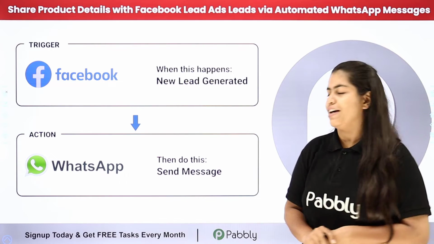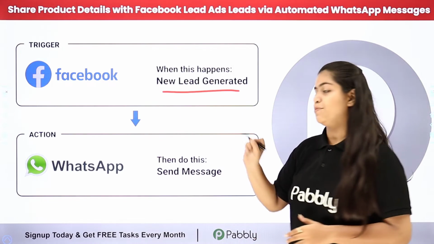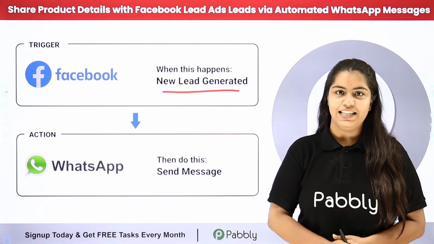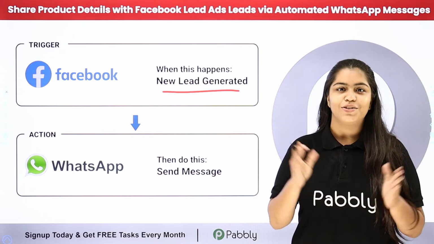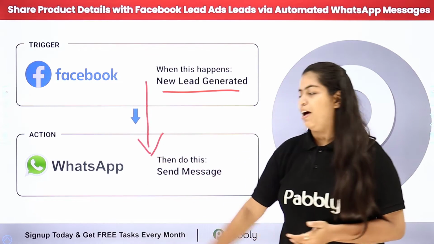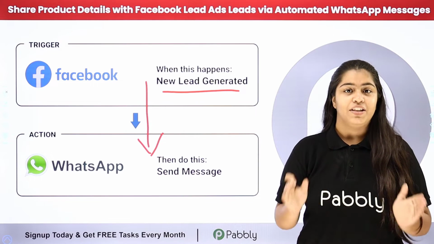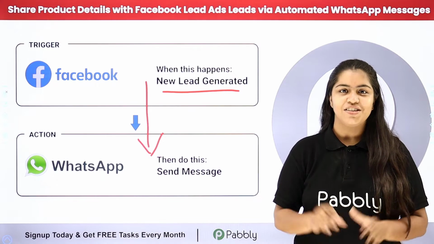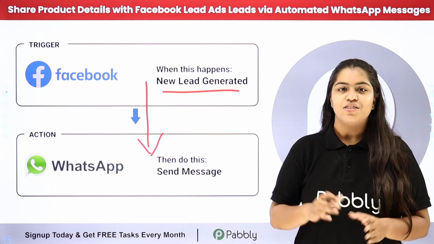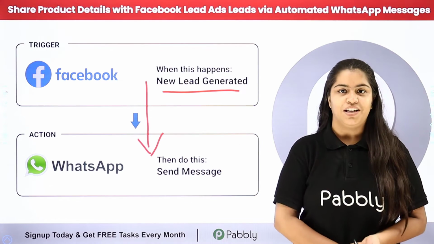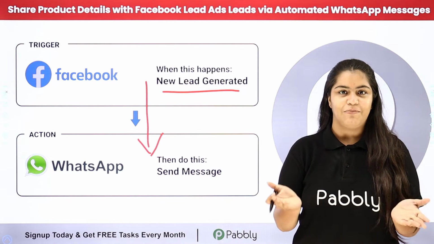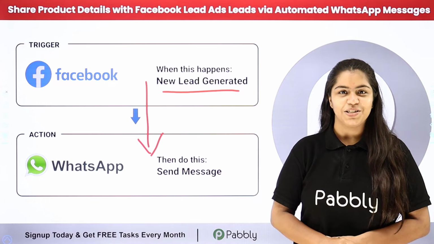Now I want that as soon as a new lead is generated in my Facebook lead ads, an automated WhatsApp message should be sent to all my leads with the product details. To do this, we are going to create a connection between Facebook lead ads and WhatsApp. To create this connection without knowing any programming or coding language, we are going to use Pabbly Connect. It is an amazing automation software. I'm going to do all of this because I want to convert my leads into real customers. Do you also wish to learn this process step by step? Then let me take you to my computer screen.